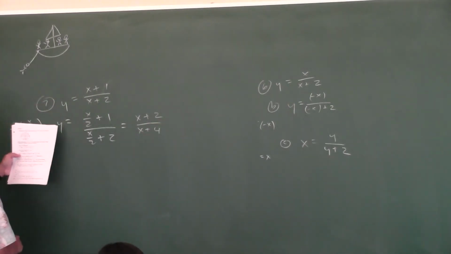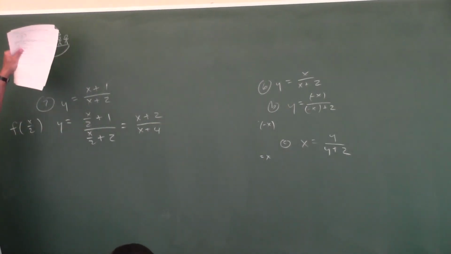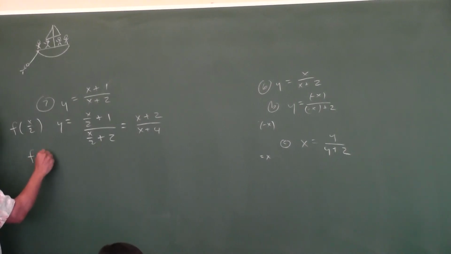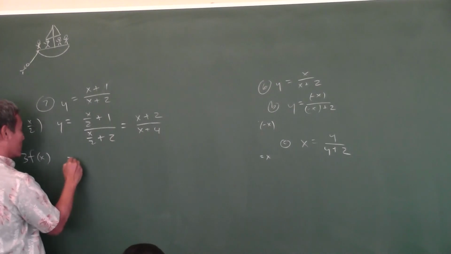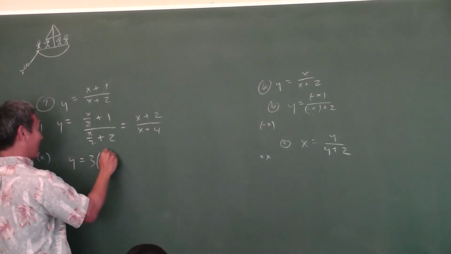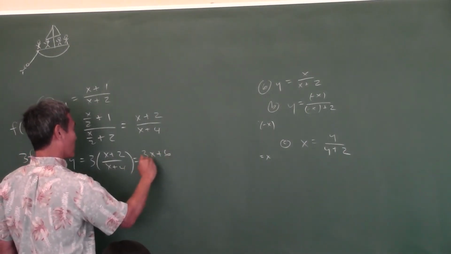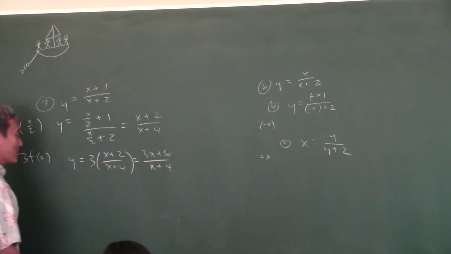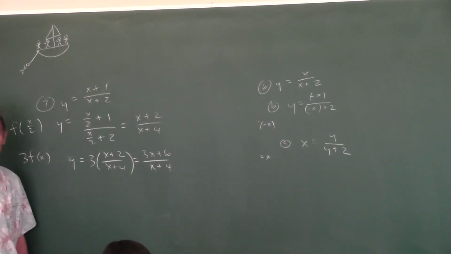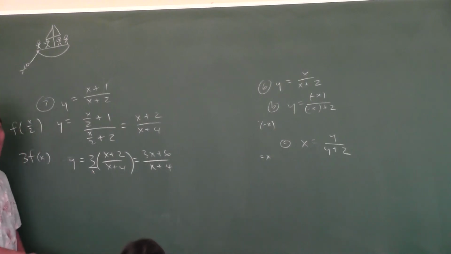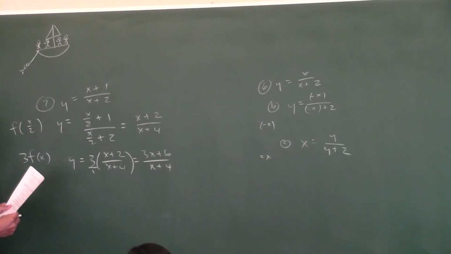Okay, next it says, stretch it vertically by a factor of 3. How do you stretch a graph vertically by a factor of 3? Yeah, you just multiply the whole darn thing by 3. So just multiply the whole thing by 3, like this. Wow! And then you get 3x plus 6 over x plus 4. You know what some people said last year? Don't you distribute the 3 to the bottom too? No, because 3 is 3 over 1. No, I'm serious.